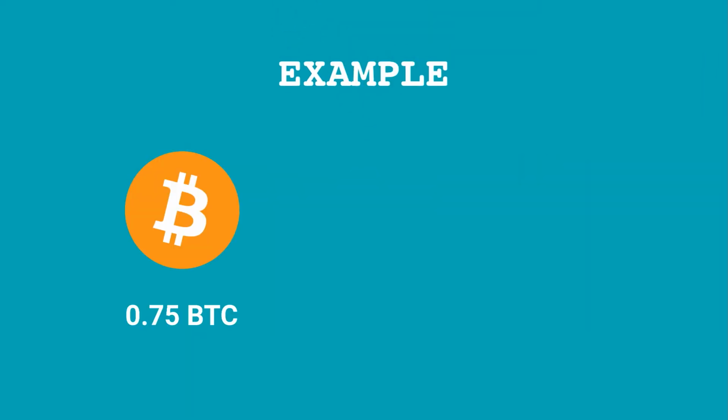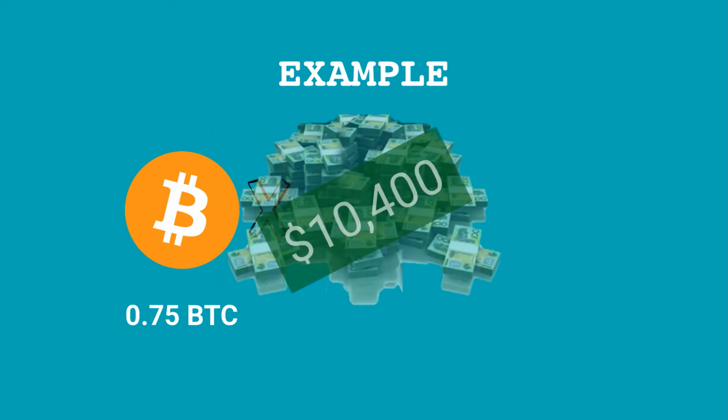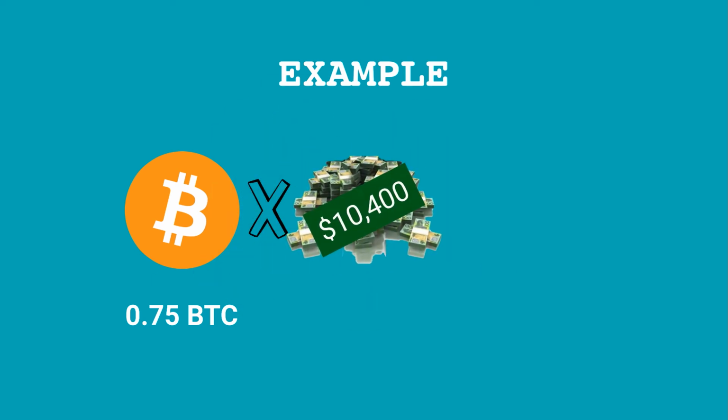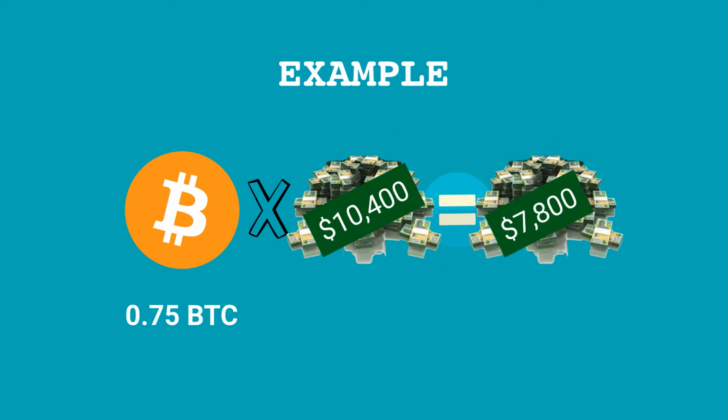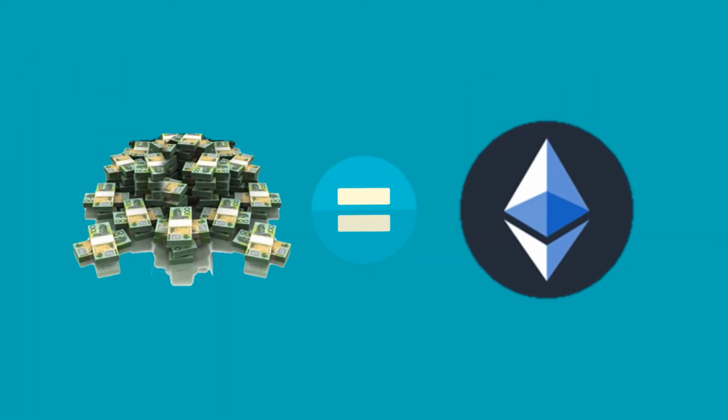Now let's say we sold 0.75 Bitcoin. To convert this to Australian dollars using our new exchange rate, we would simply multiply 0.75 by 10,400. The amount we would record as proceeds from the sale of Bitcoin would be 7,800 Australian dollars. This would also be the acquisition value for the new crypto holdings, in this case, Ethereum.